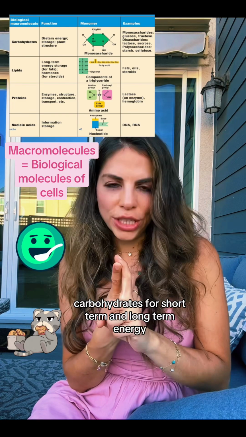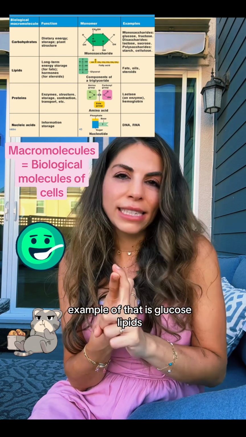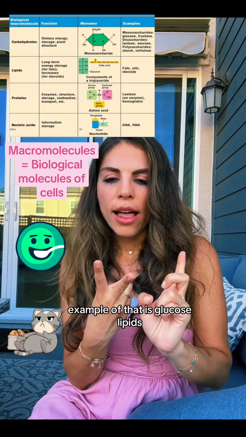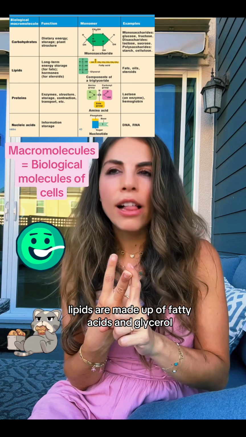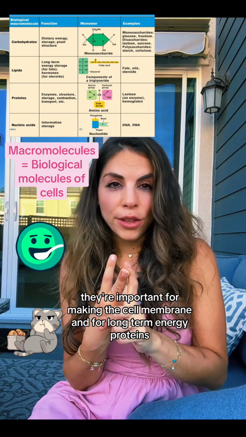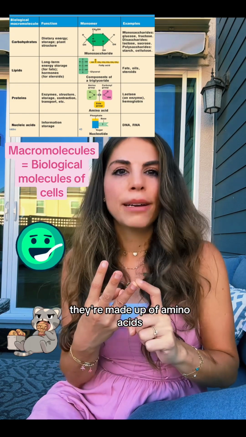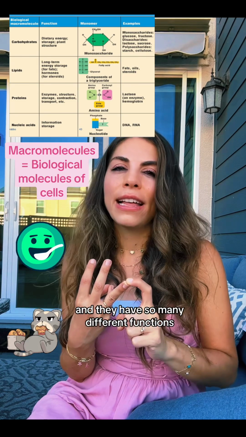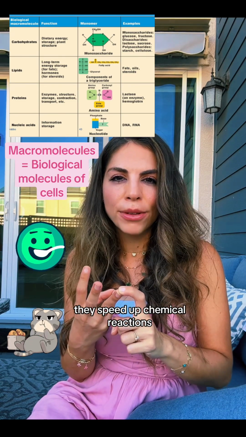Carbohydrates for short-term and long-term energy, they're made up of monosaccharides. Example of that is glucose. Lipids are made up of fatty acids and glycerol. They're important for making the cell membrane and for long-term energy. Proteins, their monomers, they're made up of amino acids, and they have so many different functions, but one example is enzymes. They speed up chemical reactions.